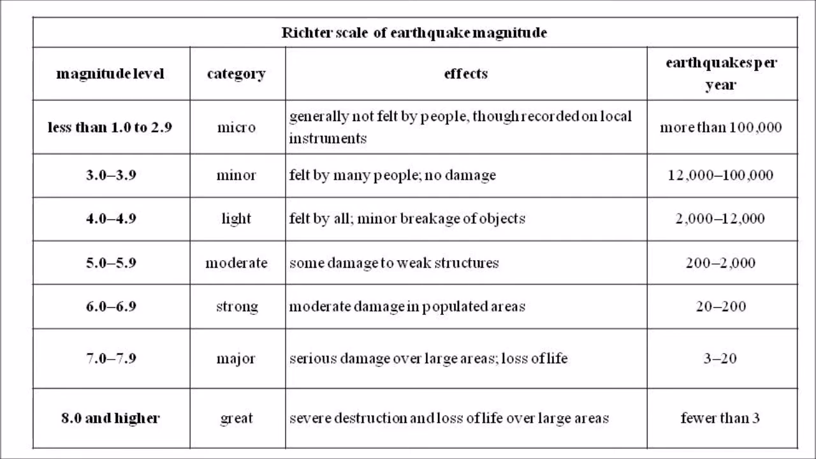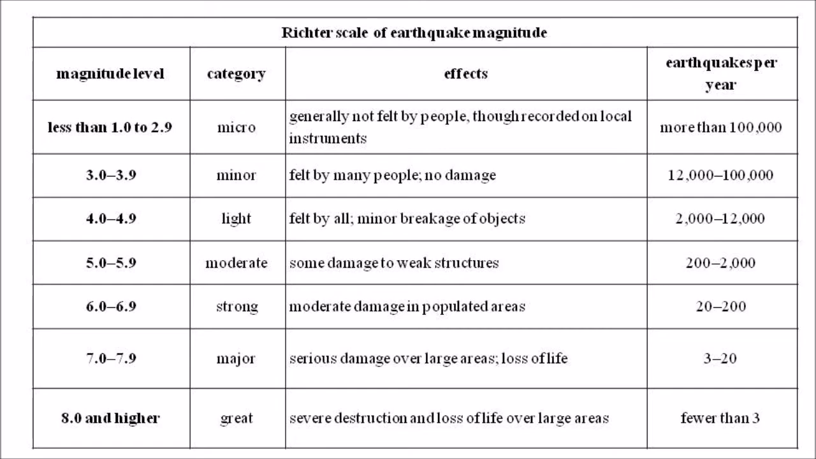The magnitude level between 4 and 4.9 falls under the category of light earthquakes, and the effects are felt by all, and minor breakages of objects will happen in these light category earthquakes. About 2,000 to 12,000 light category earthquakes occur in a year. Moderate earthquakes have a magnitude level of 5 to 5.9, and the effects are that some damage to weak structures may happen. Between 200 and 2000 moderate earthquakes occur in a year.